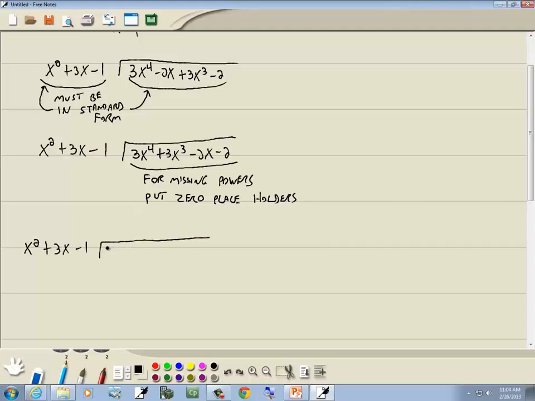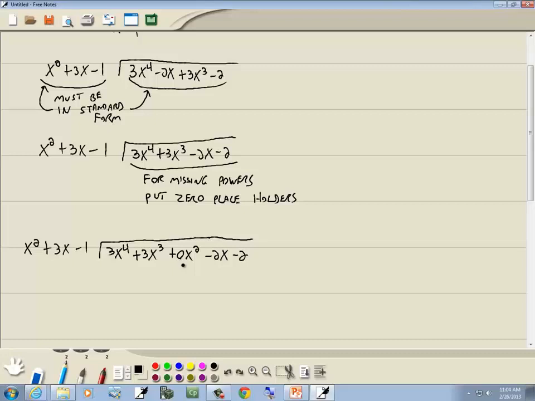Now what's inside starts with x to the fourth. So we have an x to the fourth. We have an x to the third. But I'm missing an x squared, so I'm going to put a 0x squared here. And then we have the x to the first, and then the no x at the end. That's what we mean by 0 placeholders.